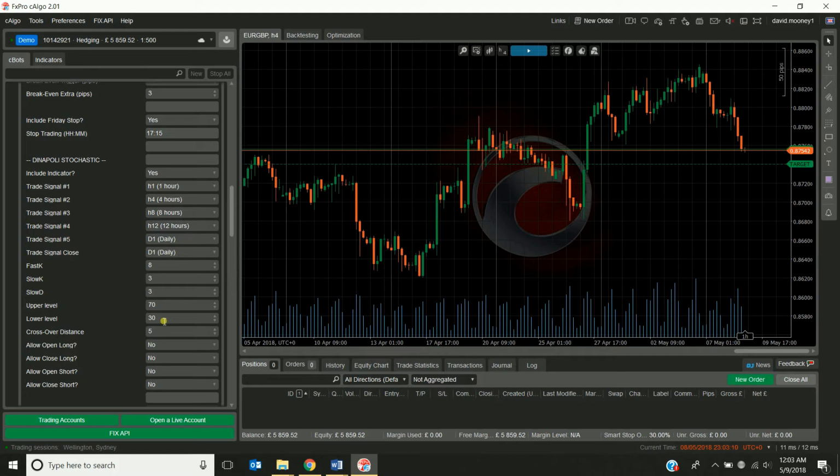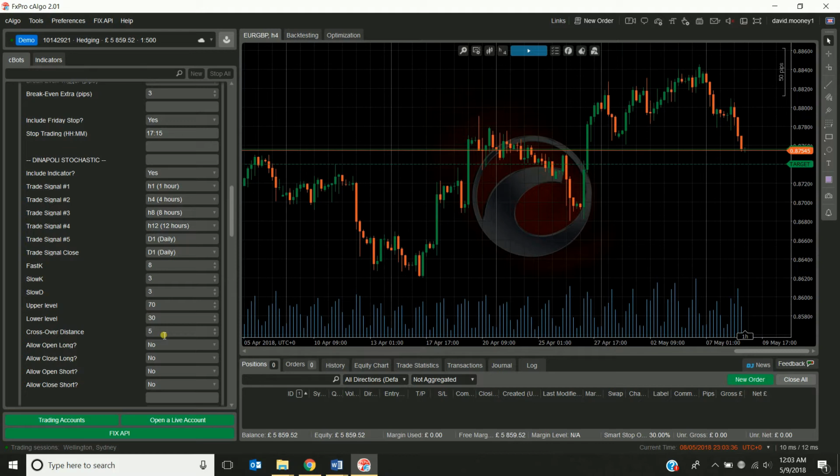So above the 70 area it would open any sell, and below the 30 area it would open any buy trades. This is used to again improve accuracy and improve the likelihood of that reversal.